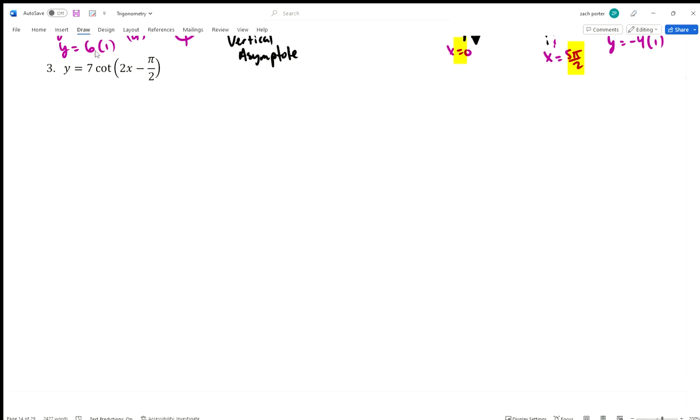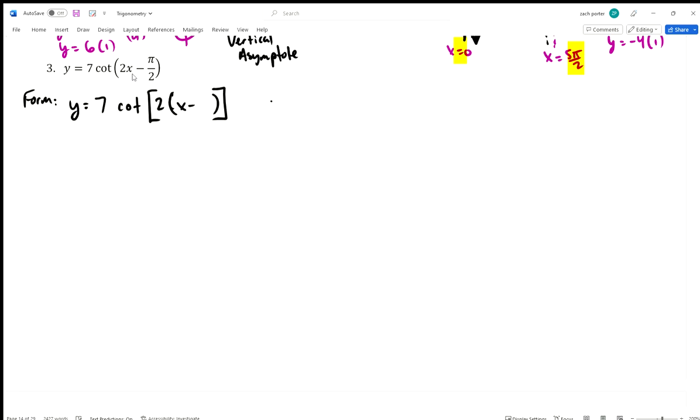All right, so let's rewrite it. We need to put it in the correct form. We need it to be y equals 7 cotangent and then a bracket 2 parentheses x minus, and we'll leave that blank for now. Again, just like sine and cosine, we like to see it in this form because this will help us determine what our A, B, and our shift is. So currently we need to figure out the shift.